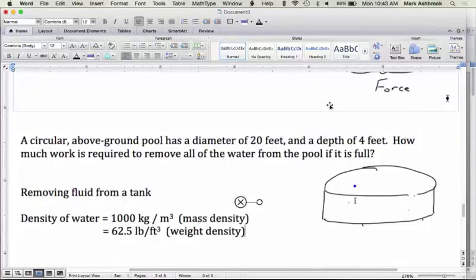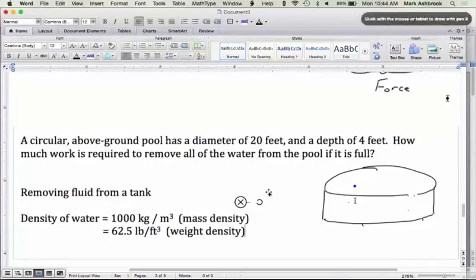So a circular above ground pool has a diameter of 20 feet and a depth of 4 feet. How much work is required to remove all the water from the pool? What do you mean by remove? Just like lift it above? What's the least amount of work to get it out of the pool? So what will be the minimum amount of work?